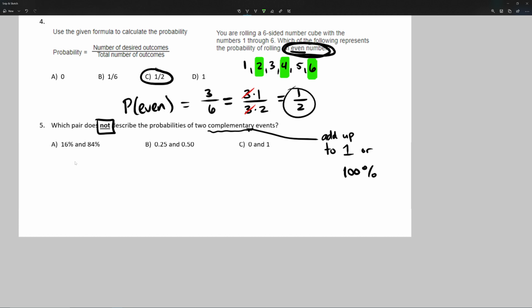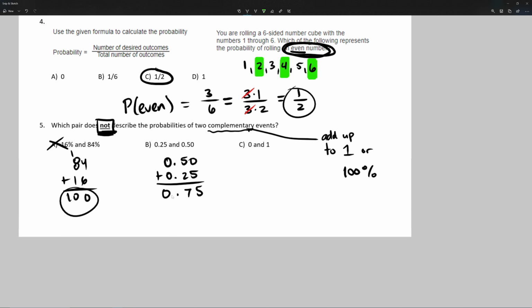So obviously, if we do 84% plus 16%, well, 4 plus 6 is 10, carry the 1, 9, 10, that's 100%, right? But we're asking which one does not describe. So obviously, A is a pair of complementary events. Let's do B, 0.50 plus 0.25. 0 plus 5 is 5. 5 plus 2 is 7. Oh, well, that must be our answer. This is obviously not 1, right? Not 1 or 100%. So that must be our correct answer.